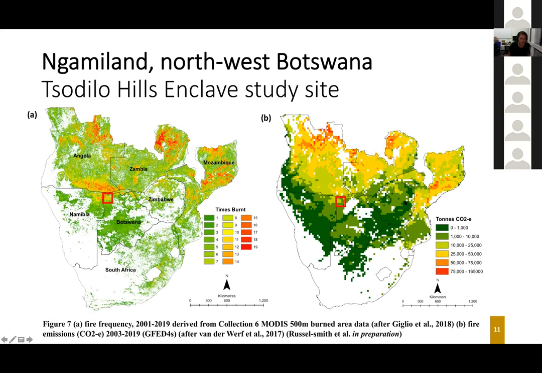Here on the left side, you see the fire frequency in the years 2001 to 2019, as derived from the MODIS burned area. And on the right side, you see the fire emissions over the years 2003 to 2019, as calculated through GFED4s. So looking at this, it becomes clear why we chose this area. Although it's relatively dry, so it's really at the bottom of the scale for the Australian fire management approach, it's still an area that burns a lot, and although much lower than the more humid areas to the north, it still has very significant emissions.